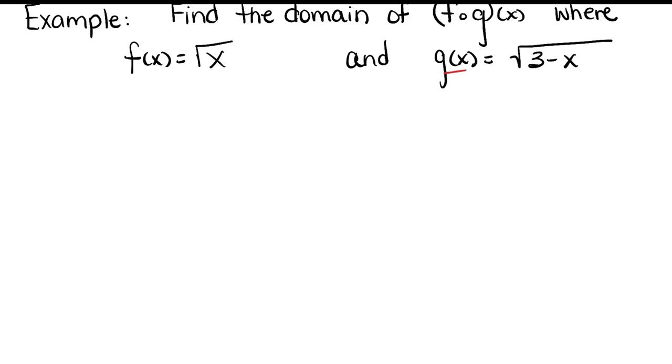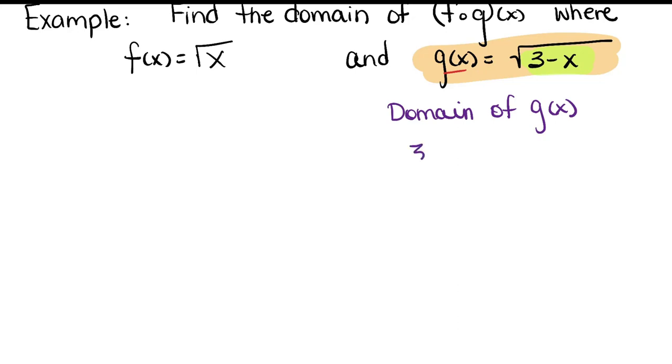Find the domain of f of g of x, where f of x is equal to the square root of x and g of x is equal to the square root of 3 minus x. So first, we're going to start with g of x because that's the interior function, and we're going to find the domain. So for the domain of g of x, what we know is that the interior of this square root cannot be negative.